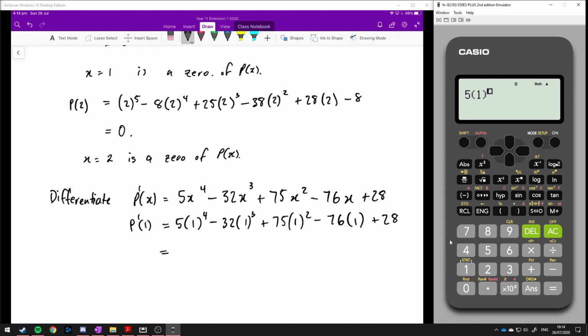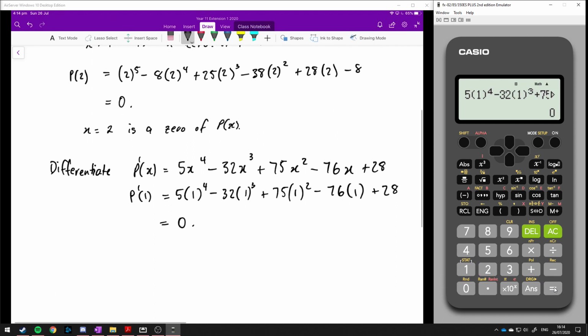So 1 to the power of 4, okay, minus 32, 1, oh, sorry, I didn't really explain that. So if this gives us 0, then it means that 1 has at least multiplicity 2, because it is a 0 of the original function and it satisfies 2 of the conditions, the second one being it's a 0 of the derivative. In fact, it is, okay? So that means that x equal to 1 is a 0 of the derivative. So it means that x is equal to 1 is at least multiplicity 2.